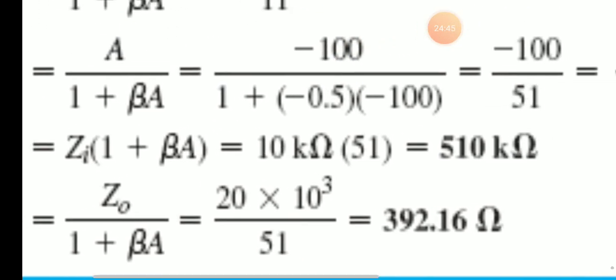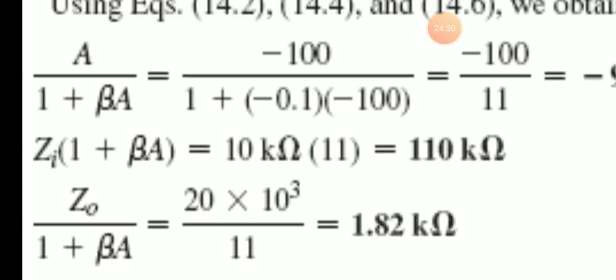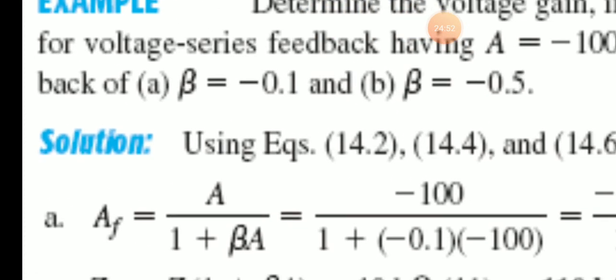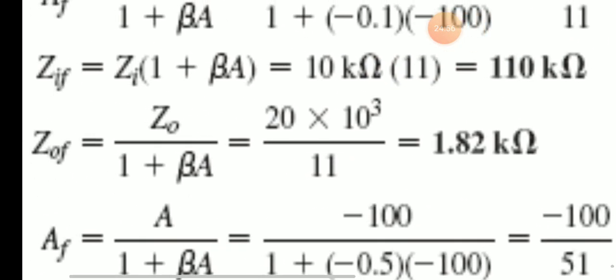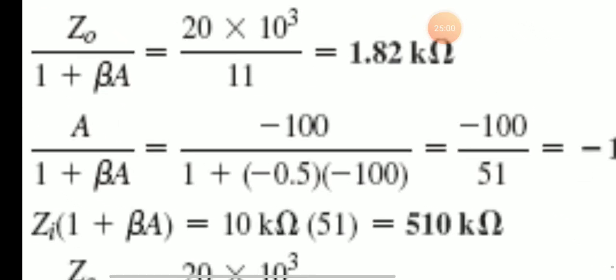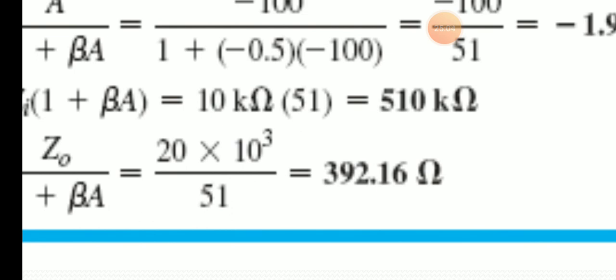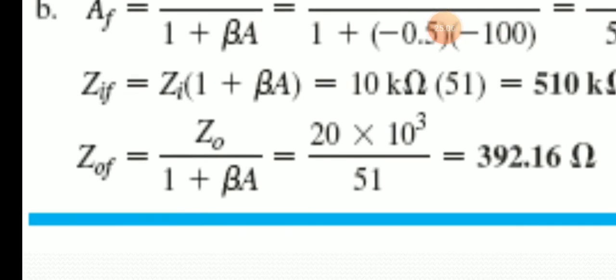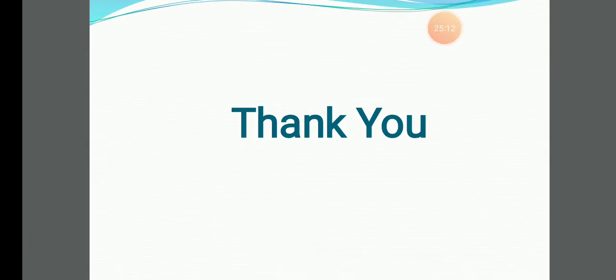and the output impedance is 392. So what do you understand? That depends on the beta factor. If the beta factor is less, then the feedback input impedance and output impedance are very little, while if the beta is more, then the feedback input impedance and output impedance increase. Okay, so thank you students, thank you very much.